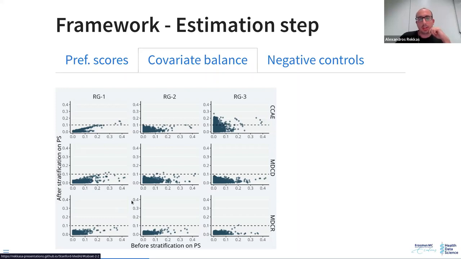If you want, there are a couple of covariates that we are failing the diagnostic on here and here.